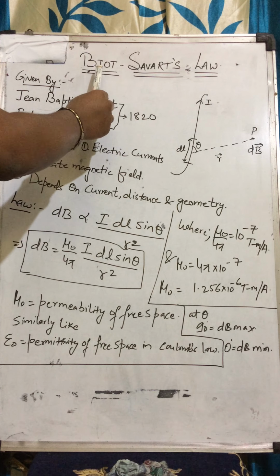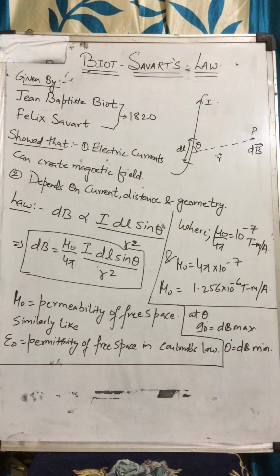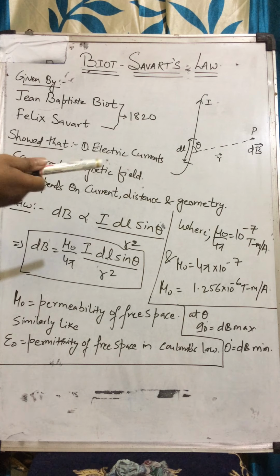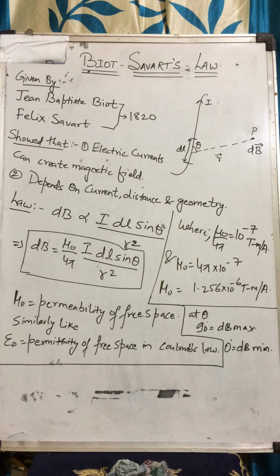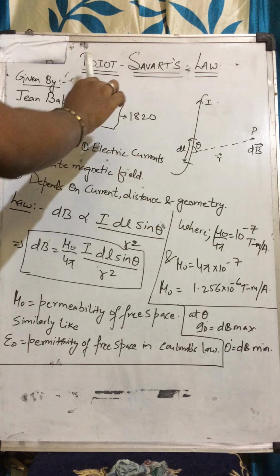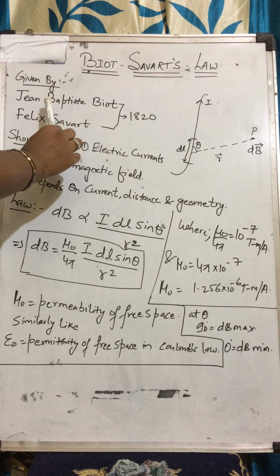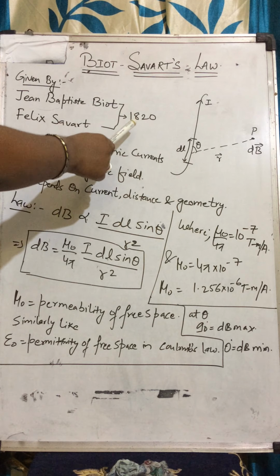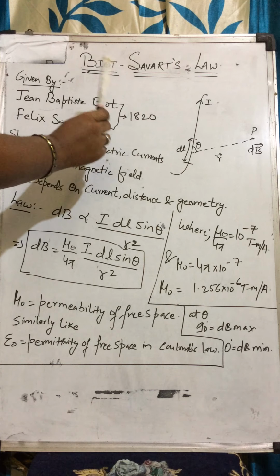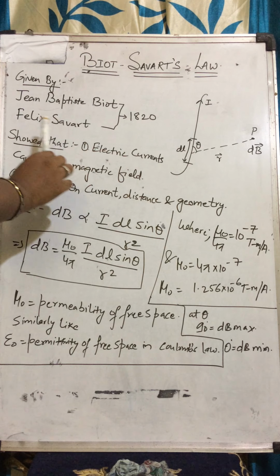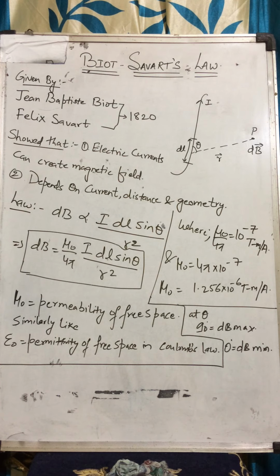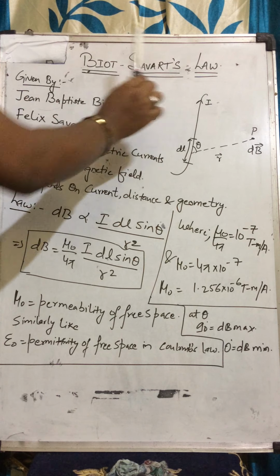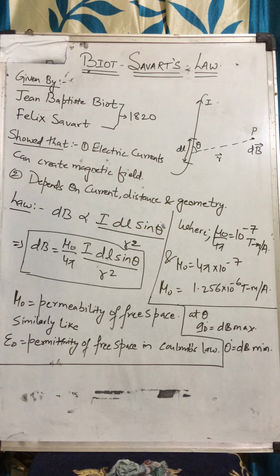Now today we will study Biot-Savart's law, which you have already heard in your physics chapters in class 12th. It was given by two French physicists and mathematicians in 1820, Jean-Baptiste Biot and Felix Savart. These were the two persons who gave this law, that's why it is called Biot-Savart's law.